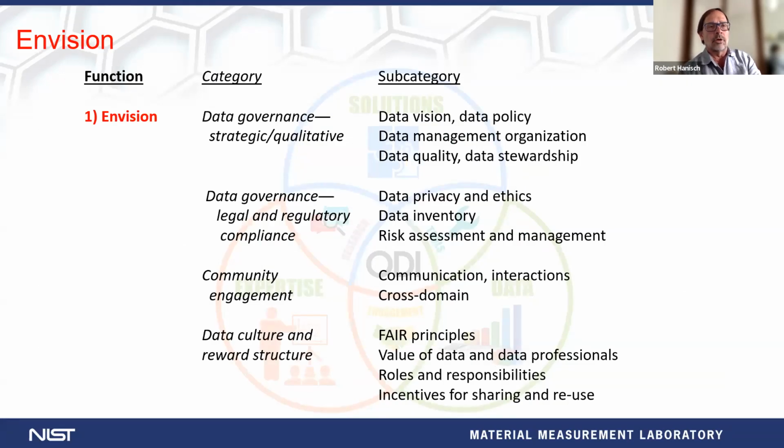Just as an example, for the function Envision, the categories include things like data governance, both strategic and qualitative, and legal and regulatory, community engagement, data culture, and those are subdivided into these subcategories: data vision, data policy, data privacy and ethics, data inventories, the FAIR principles. How does an organization value data and data professionals? And what are the roles and responsibilities within an organization around data management? Each of these 6 categories has a similar breakdown of categories and subcategories. I'm not going through them here in the interest of time, but those slides will be available in the slide deck. Next, please.